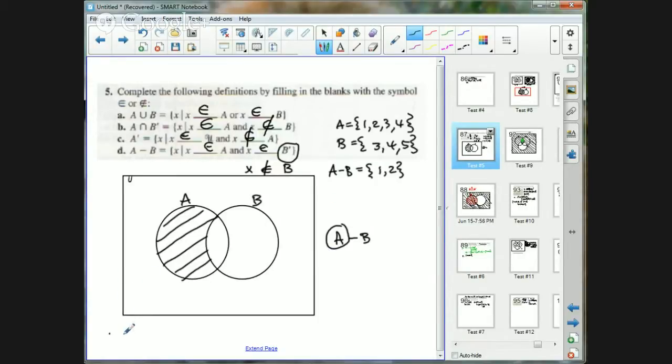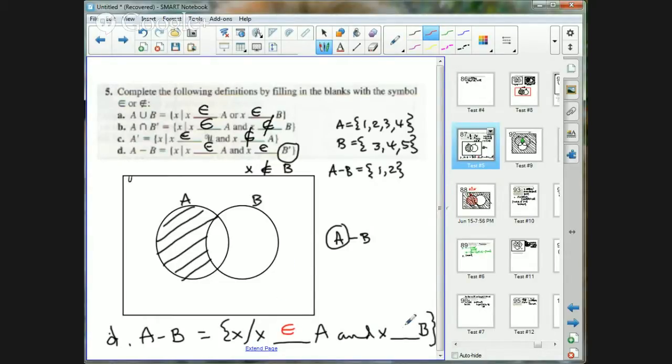Okay. And you know what? You would expect the problem. I'm going to write it at the bottom here. This is the way I would have expected, the straightforward way. Everything in A, and at the same time, it's not in B. Everything is in A, and it's not in B. So everything in A, take away the B.